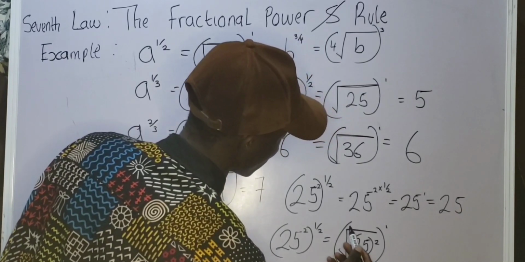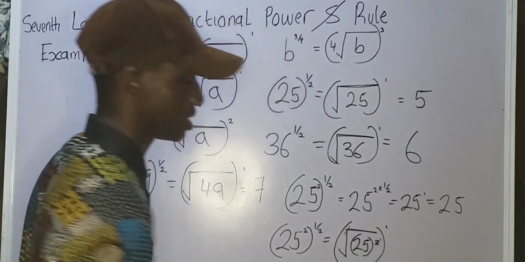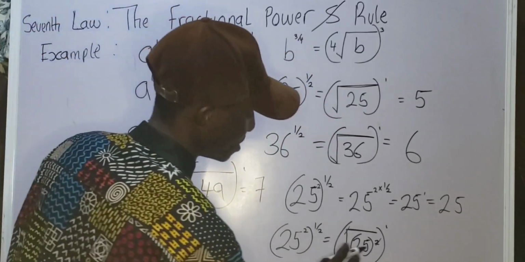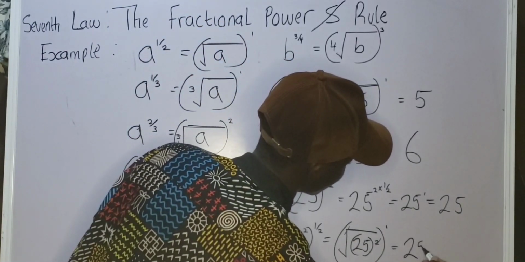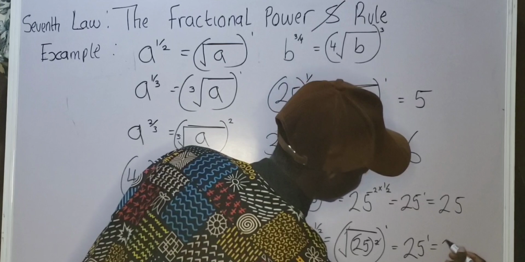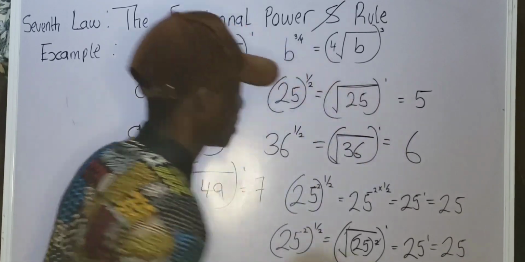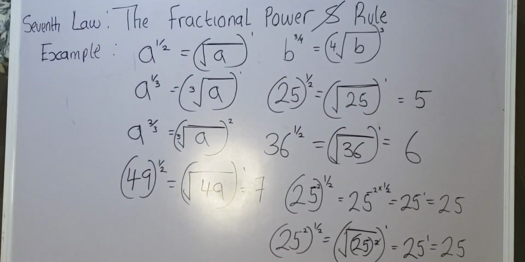This square root will cancel this square root. Is that not it? So that's it. This square will cancel this square root. So for this one, I'm going to have 25 raised to the power of 1. So this is what? 25. So you can see that all these laws are interwoven. Are you getting it? They are interwoven.